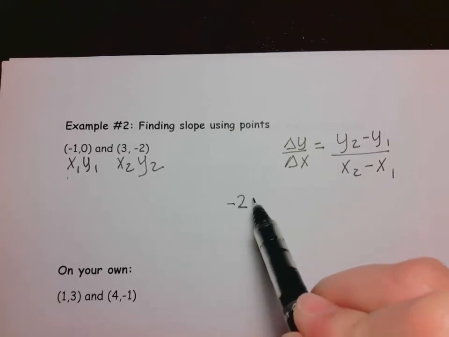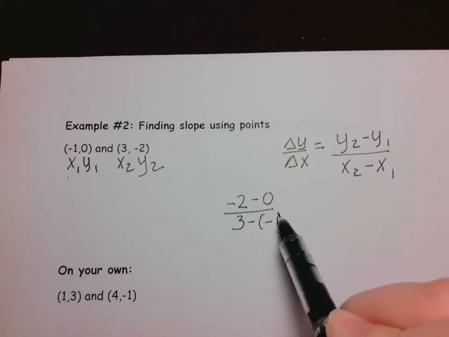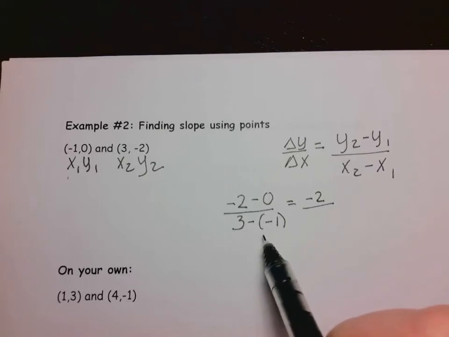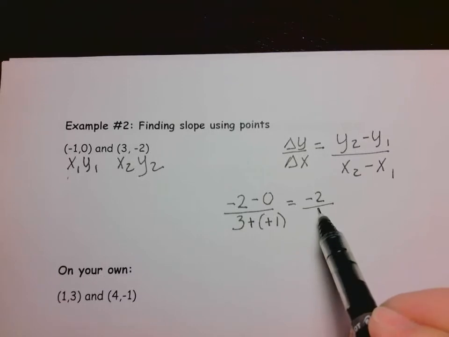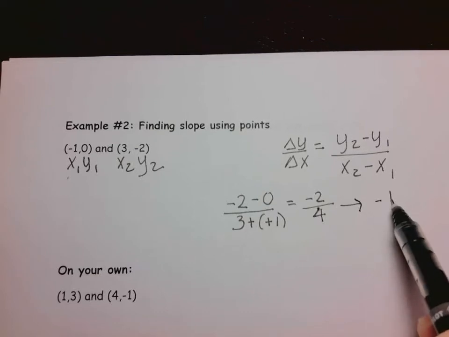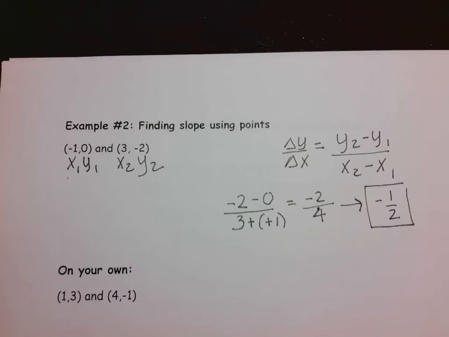So negative 2 minus 0 over 3 minus negative 1. On this one, do the keep, change, change. Keep, change, change. What I'm doing is I'm saying 3 plus 1, which is 4. And then I want to reduce. So please write it out, label your points, and do the keep, change, change so you don't get messed up when you have that subtracting of a negative.